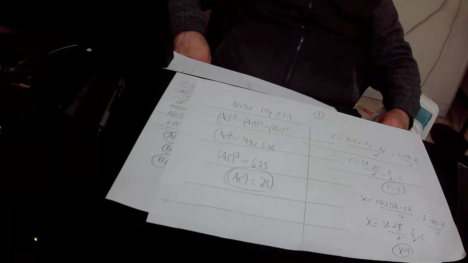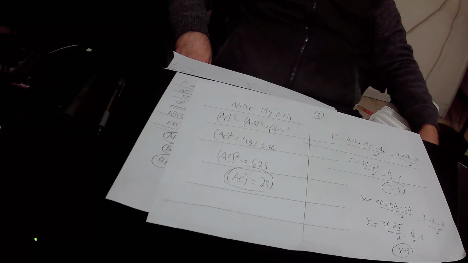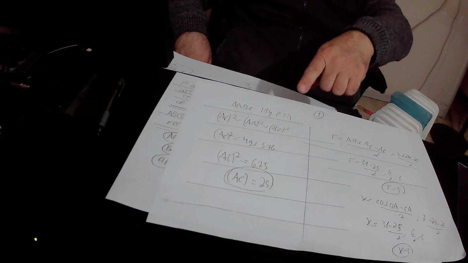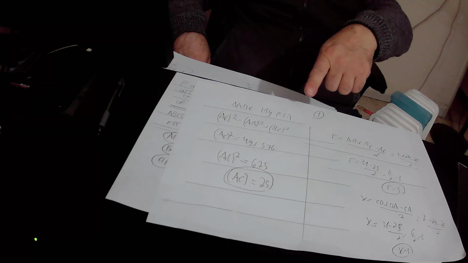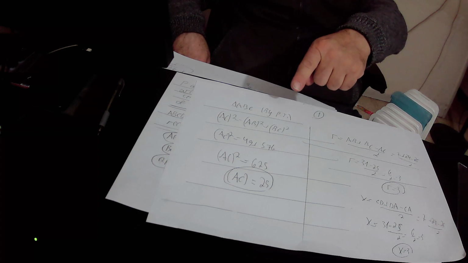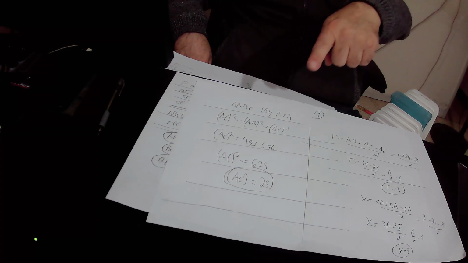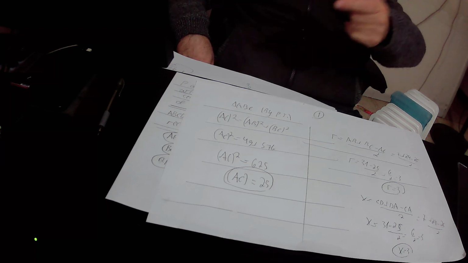So AC squared, the square of the hypotenuse, equals AB squared. AB is 7, therefore AB squared is 7 squared, that is 49, plus BC squared. BC is 24, therefore BC squared is 24 squared, that is 576. So AC squared in total equals 49 plus 576, that is 625. AC squared equals 625.